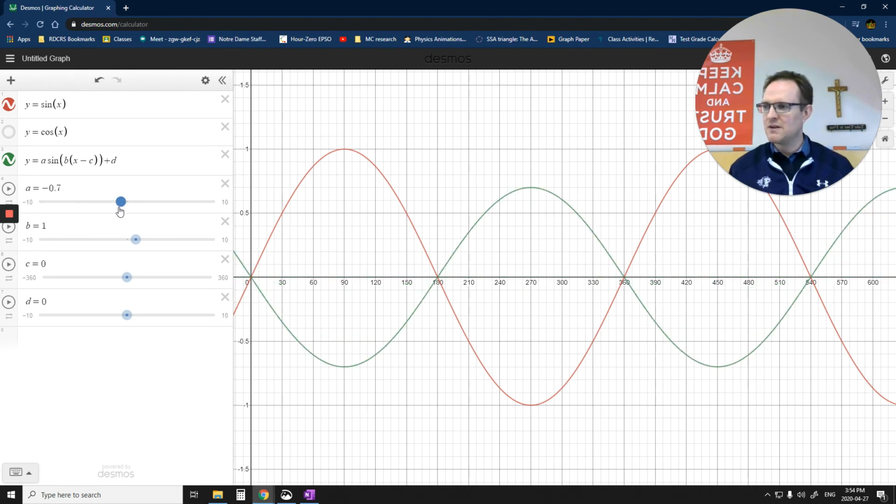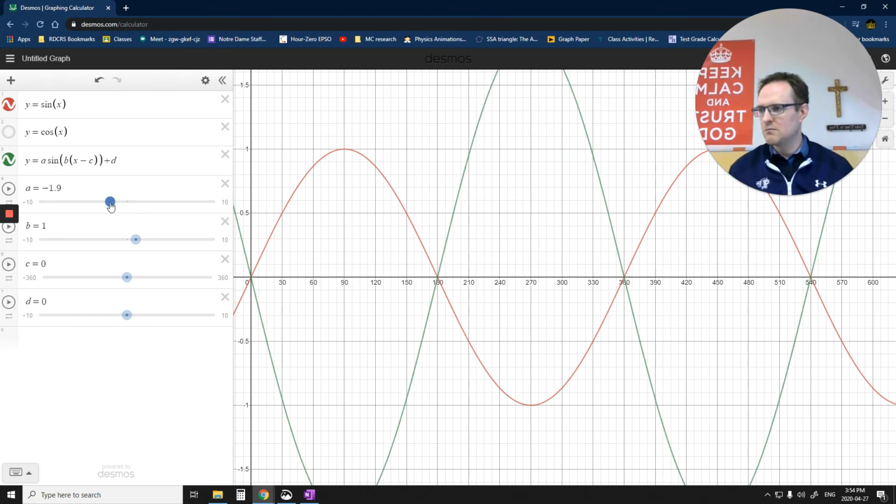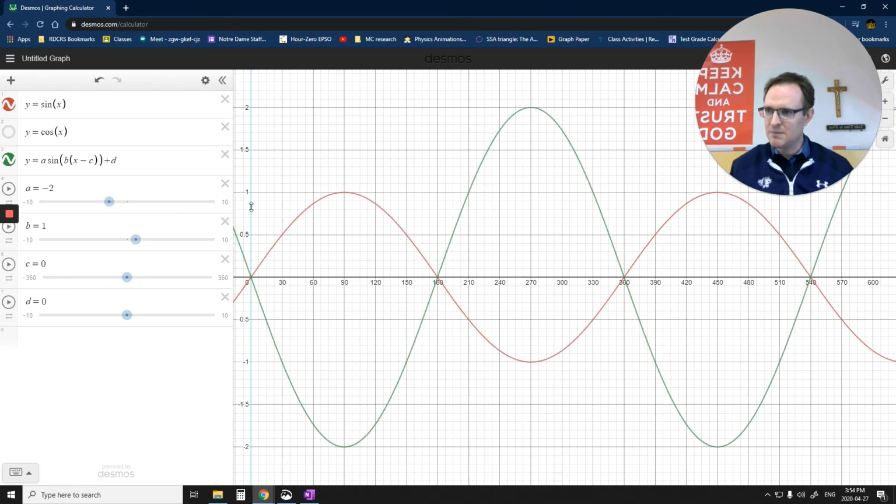Okay. What if I went to -1? Oh, it took the graph and reflected it, because that's what a negative A does. It reflects it over the x-axis, and then multiplies by 1. So my amplitude is 1 still. It's upside down, that's fine. What if it's -2? It's being reflected, but the amplitude is still 2. So the absolute value of my A value is my amplitude.